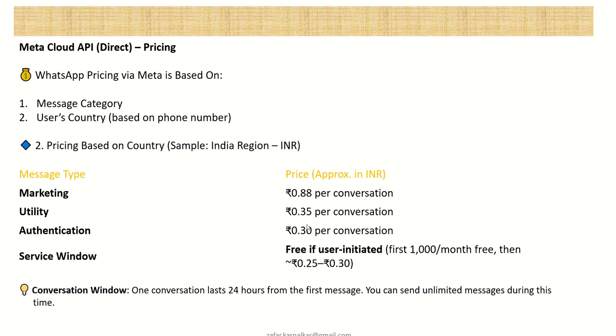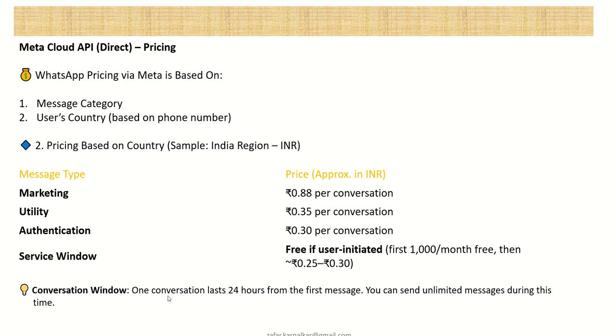For utility, it is 0.35. For authentication, it is like 0.30. For service window, it is 25 to 30. Okay, so now let's see what is a conversation window. One more thing here, the first 1,000 conversations every month are free. Now, what is a conversation window? This is the important thing.